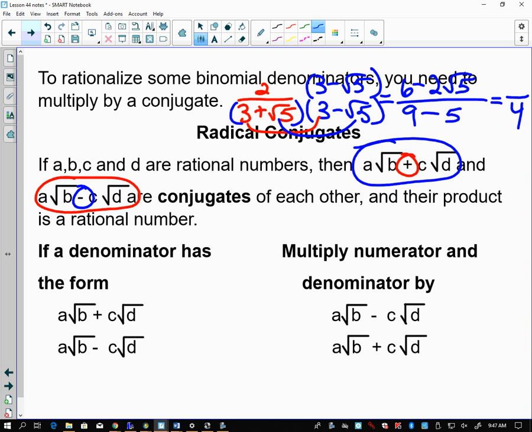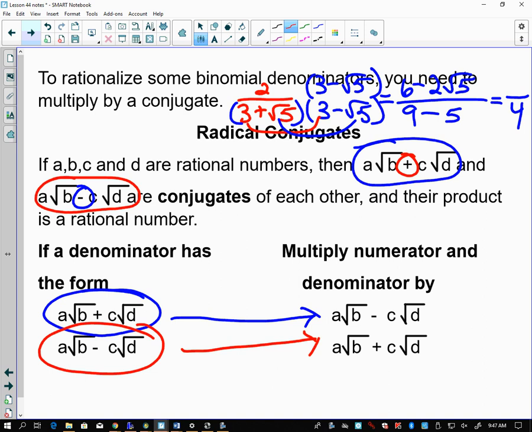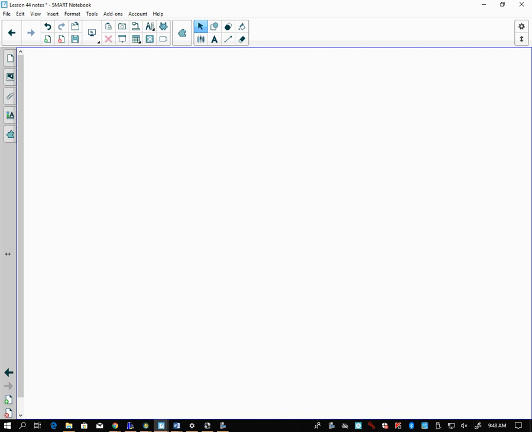So you multiply the numerator and the denominator. In this case, I would multiply, if I had this one here, the numerator and the denominator by that, if this was the denominator. If this was my denominator, I'm going to multiply both the numerator and the denominator by that conjugate. Does that make sense? So if it's addition, I multiply by the conjugate with the subtraction. If it's subtraction, I multiply by the conjugate with the addition. We got this? It is not terribly, terribly hard, but it is easily forgotten.